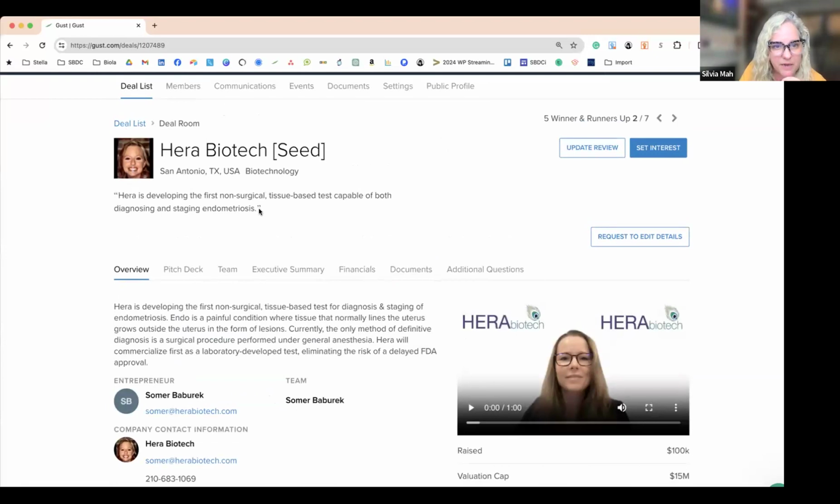So Hera is developing the first non-surgical tissue-based test capable of both diagnosing and staging endometriosis. Now, see how this says the same thing as the overview? She's fantastic. I didn't even notice this until now. I would have maybe had a different one up here. It depends on what she wants to do. Great start of her pitch.